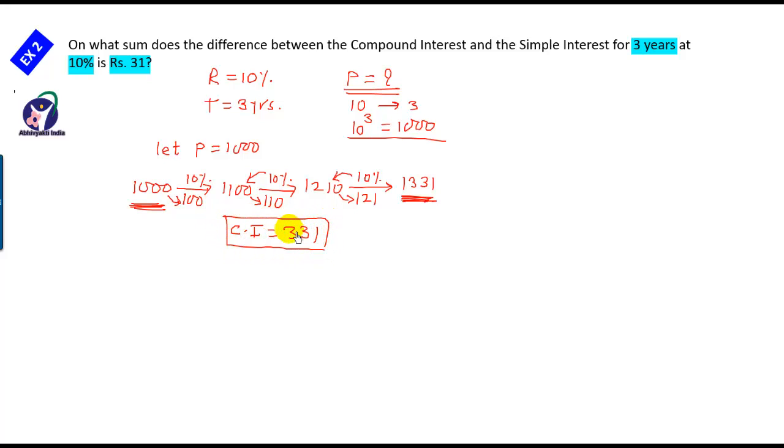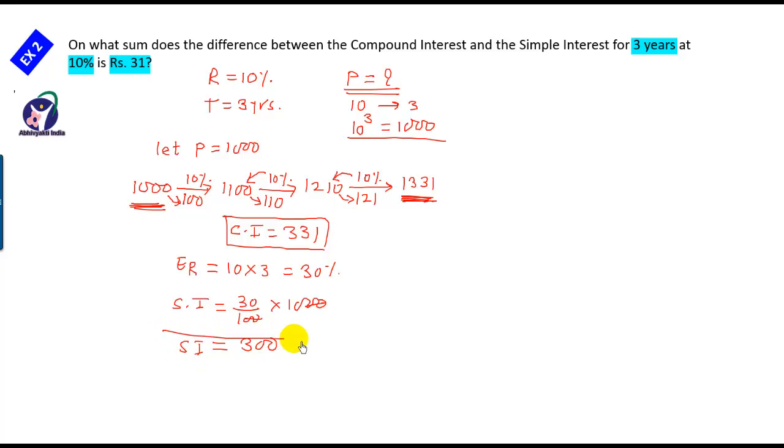Now we will calculate the simple interest. The amount invested is rupees 1000, the rate of interest is 10%, and the time is 3 years. Therefore the effective rate for 3 years will be 10 into 3, that is equal to 30%, and therefore simple interest will be 30% of 1000. So these two zeros will be cancelled, which is equal to 300.